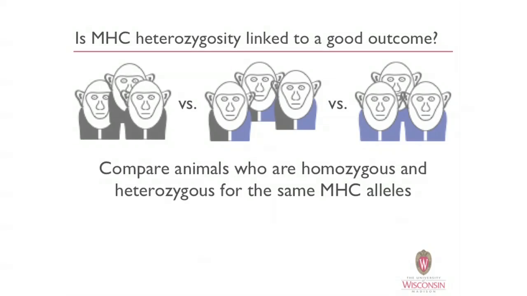So the third point I wanted to talk about is a study where we've looked at the linkage between MHC heterozygosity and disease course. So we wanted to ask, is MHC heterozygosity linked to a good outcome? And we have a unique group of animals in which we can examine this question. Remember, we have animals who are homozygous and then animals who are heterozygous for those exact same alleles that are present in each of the different homozygous counterparts. And we can compare disease course in animals who are homozygous and heterozygous for the same MHC alleles.